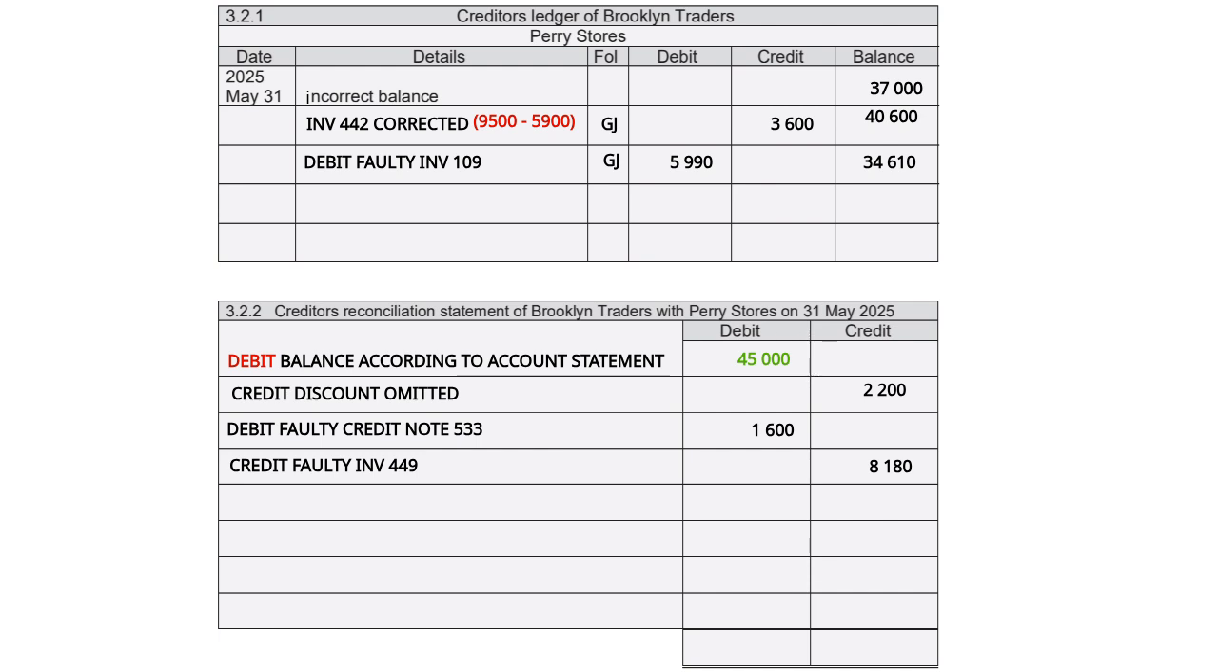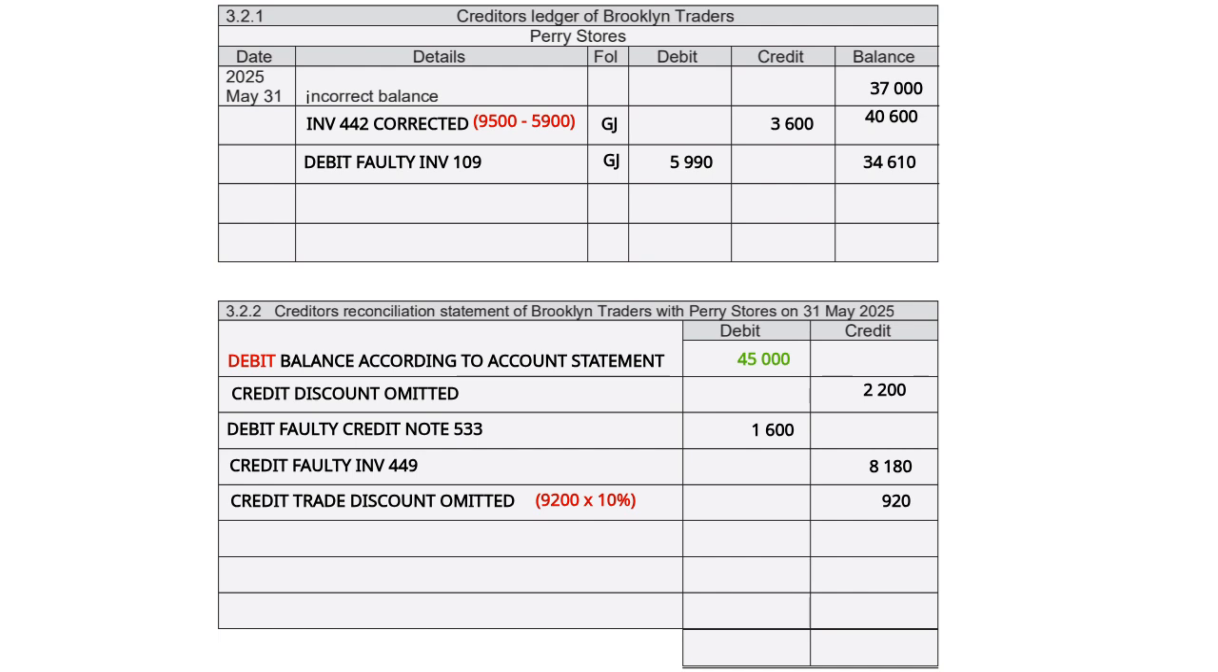So we are going to go to our creditors recon statement, and we are going to say credit trade discount omitted, and we are going to perform a calculation. A 10% discount was authorized, so we are going to say 9,200 Rand times 10% gives you 920 Rand. So we are going to credit 920 Rand, the discount that was omitted.